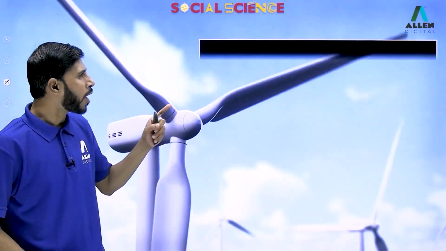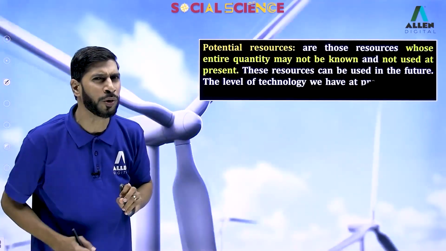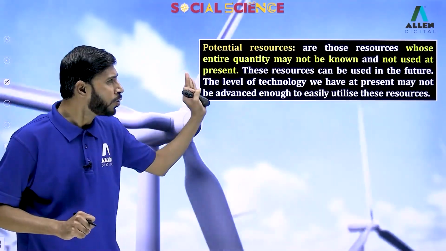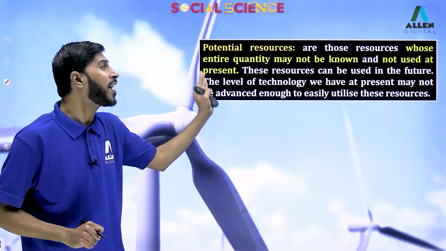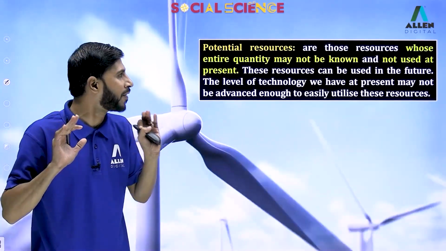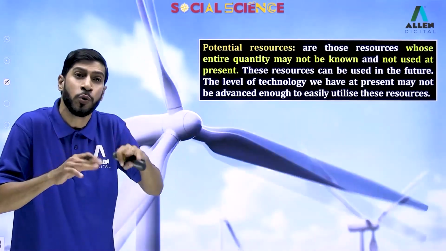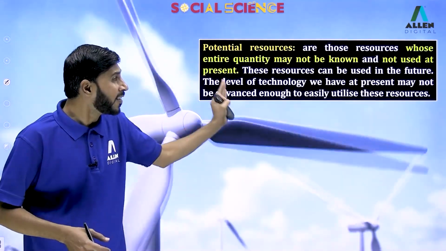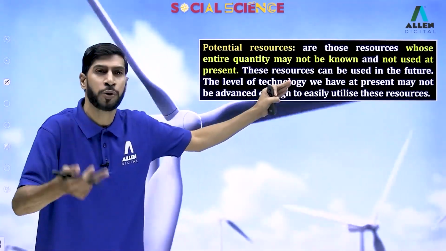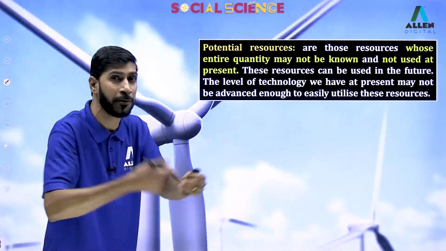Now, let's talk about the second one, potential resource. Now, what is this potential resource? Let us understand. Those resources whose entire quantity may not be known. So, we don't know how much quantity they have, and they are not being used at present. These resources can be used in the future. That does not mean that they cannot be used. They can be used in the future, but how?